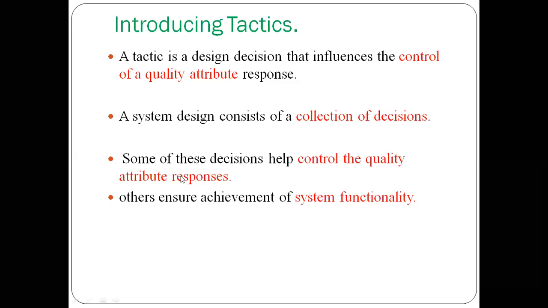And coming to the next point, some of these decisions help control the quality attribute responses, others ensure achievement of system functionality. These tactics are used to check the achievement of system functionality, whether that system is working properly or not. So to check this, we are going to learn these achieving qualities.